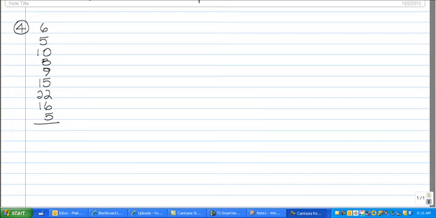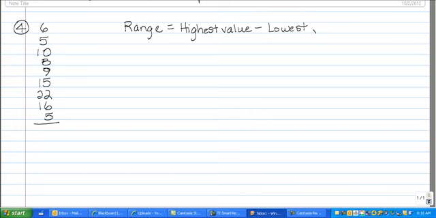So range we find by taking the highest value minus the lowest value. So in this case, our highest value, I believe, is a 22. Our lowest value looks like a 5. So our range would be 17. So that's our answer to part A.